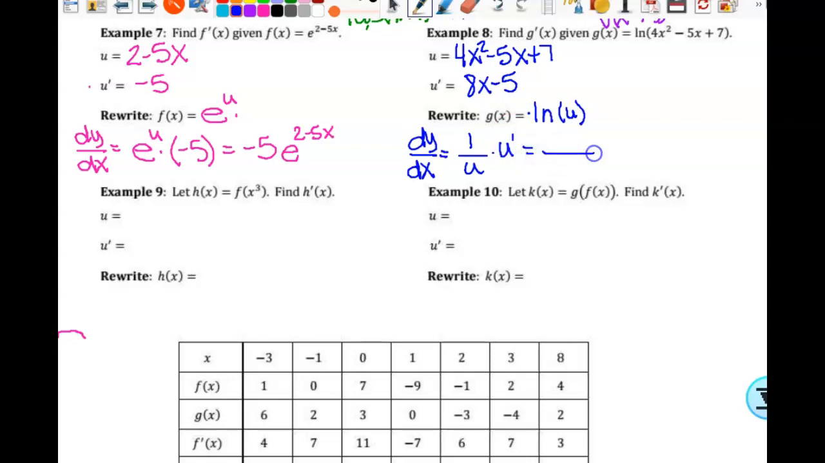But what it does show you on the other side, that's one reason why I'm writing it like this, is you end up with u prime over u, basically. It's okay if you didn't write that step in there, but that's what's happening. And so my u prime is 8x minus 5 over u, which is 4x squared minus 5x plus 7.